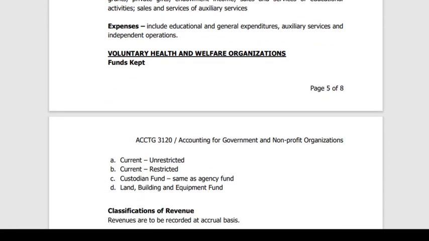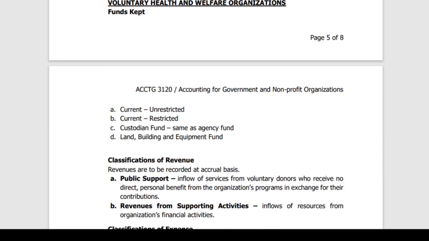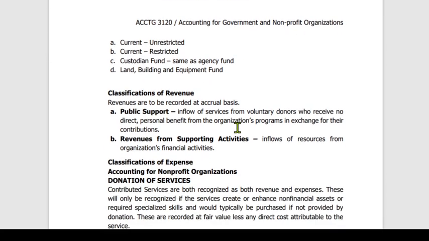Okay, let's look at the voluntary health and welfare organizations. So they use current unrestricted, current restricted, custodial fund, which is same as the agency fund, and the land, building and equipment fund. The revenues are to be recorded at accrual basis. So it can be either under public support or under revenues from supporting activities. Inflow of services from voluntary donors who receive no direct personal benefit from the organization's program in exchange of their contributions. Inflows of resources from organizations' financial activities.